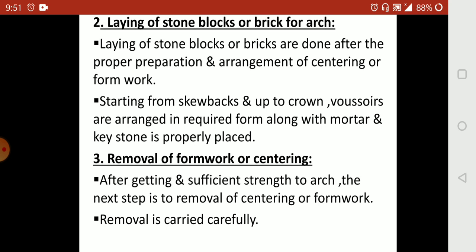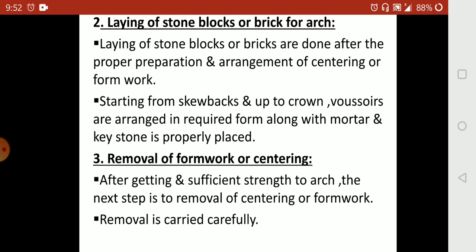The next part is the laying of the stone blocks or bricks for arches. So what is the laying of the stone? The laying of the stone blocks or bricks is done after the proper preparation and arrangement of the centering or formwork. Starting from the skewbacks up to the crown, the voussoirs are arranged in the required form along with the mortar at last, and the keystone or the key brick is properly placed. In the case of the voussoirs in their beds, the turning piece is eased by slackening the wedges in such a way that the turning piece is lowered by a small elevation of 3 mm to 4 mm.